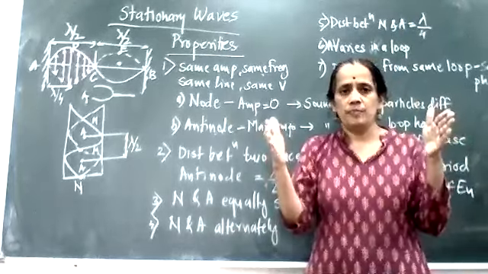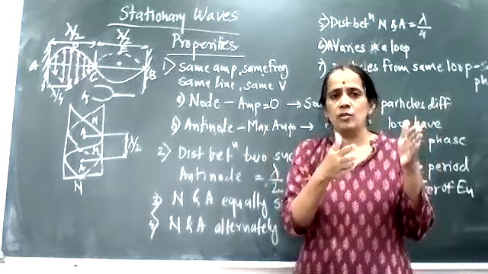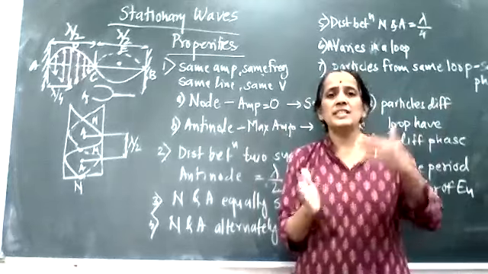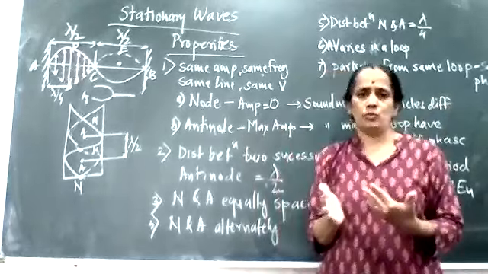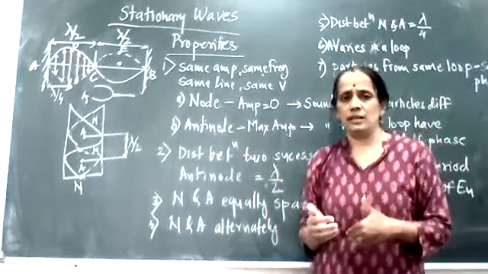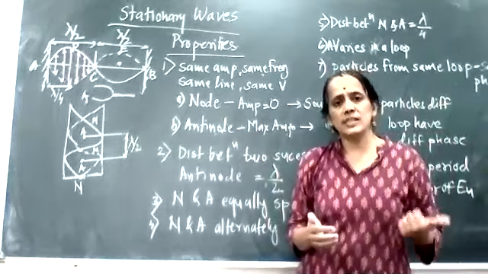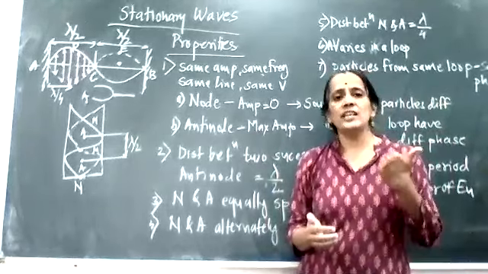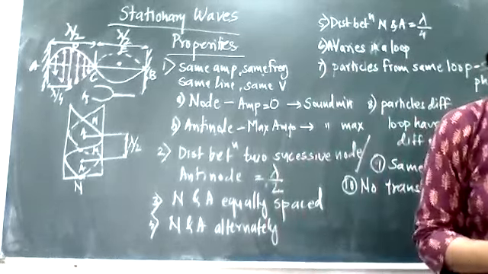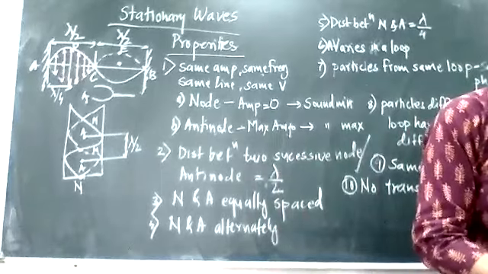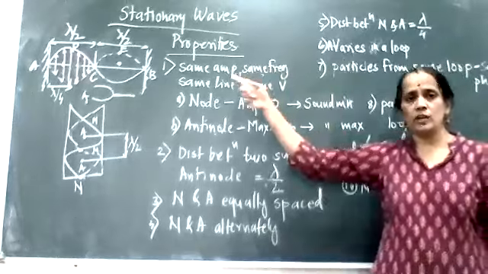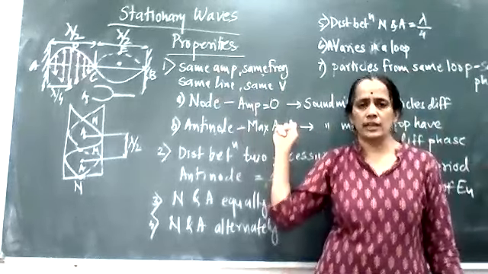So in the loop, the amplitude varies from minimum to maximum and maximum to minimum, means there is a variation of amplitude in the loop. But if I consider two particles from the same loop, then their phase angle will remain the same. But if I consider particles from different loops, then the particles from different loops have a different phase angle.